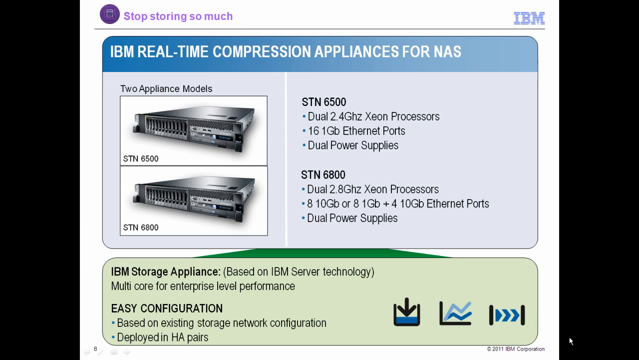The system is an IBM storage appliance based on the latest and greatest IBM server technology with multiple cores for enterprise level performance. The technology is deployed in HA pairs, as we saw in the last configuration diagram, and that's how you maintain the high availability through a particular environment. Keep in mind that these devices are not sold based on capacity.